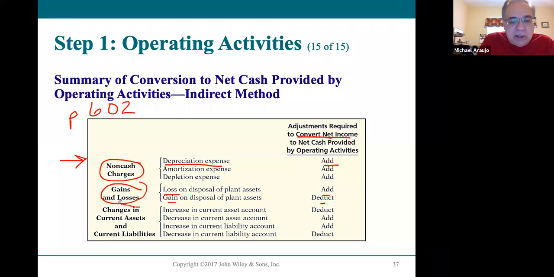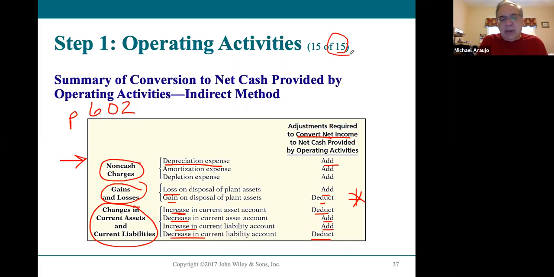And for all those other changes in assets and liabilities, if we saw a current asset account increase, probably because we had to use cash, we would deduct it. If there's a decrease in a current asset account, we'll add it back in. If there's an increase in a current liability, we add that to cash. If there's a decrease, we deduct it. So this list is a summary of the whole 15 slides that we did through the book.